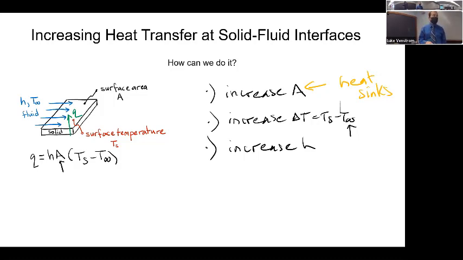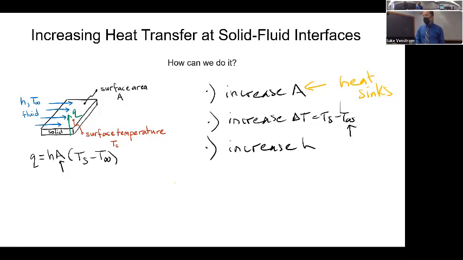If you imagine trying to cool your electronics, and you want to decrease T_infinity, like you want to pass chilled water over the electronics, it's certainly possible. I've seen it done, but maybe not my first choice, if I'm thinking about protecting from electrical shock.